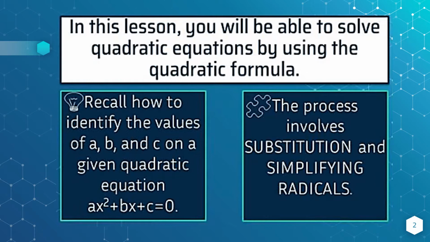First, we need to recall how to identify the values of a, b, and c on a given quadratic equation ax squared plus bx plus c equals 0. Then, please take note that this process involves substitution and simplifying radicals.